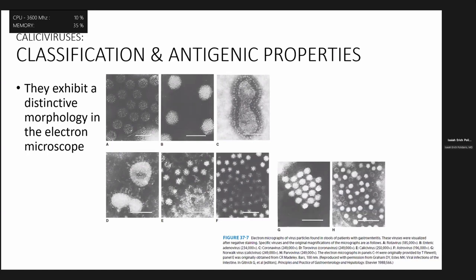For the classification and antigenic properties, they exhibit a distinctive morphology in the electron microscope. For caliciviruses, we have a star shape.